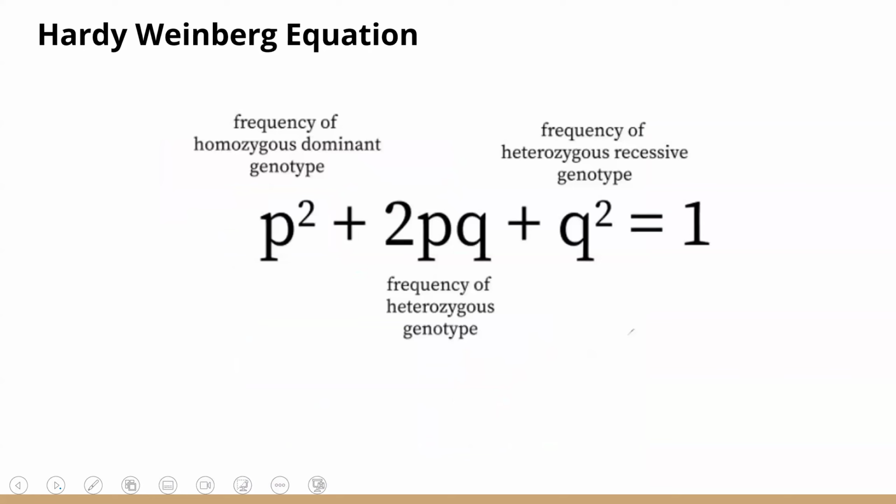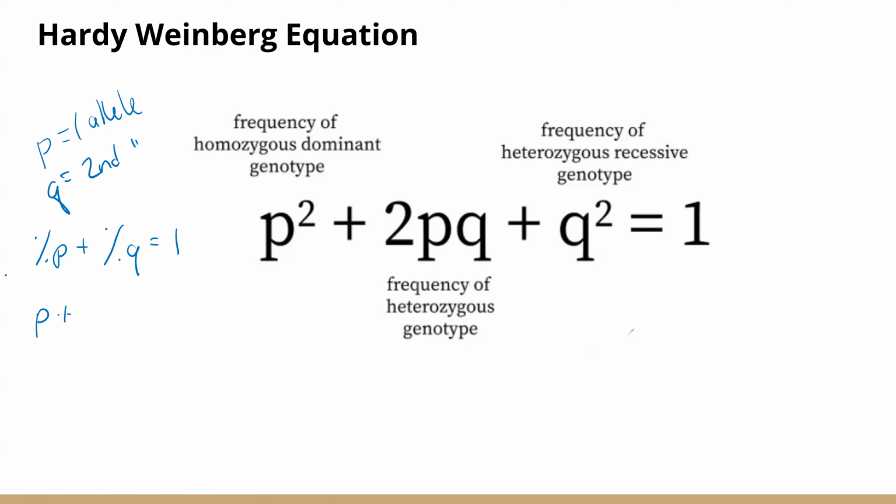The equation itself is p squared plus 2pq plus q squared equals 1, where p is one allele. Now, often p is the dominant and q is the recessive, but that's not always the case. If we have codominance, then we don't have a dominant and recessive, but p and q are two alleles. Now, the one equation that always holds true is that the percent of p plus the percent of q has to equal 1. So we say p plus q equals 1.